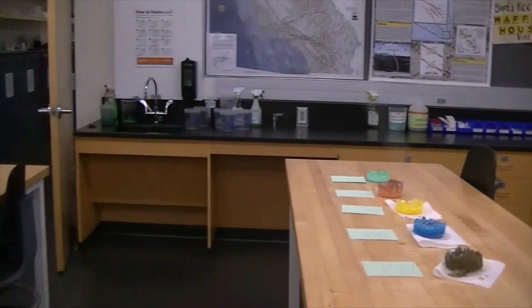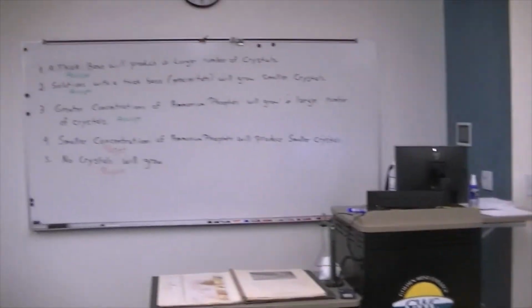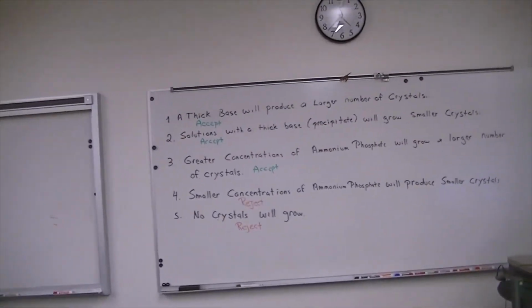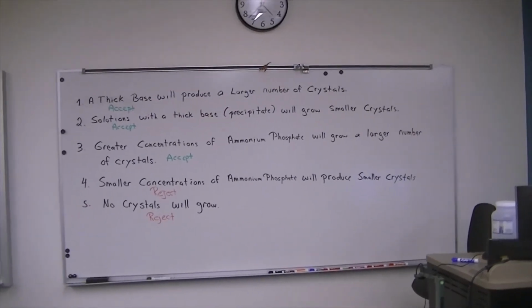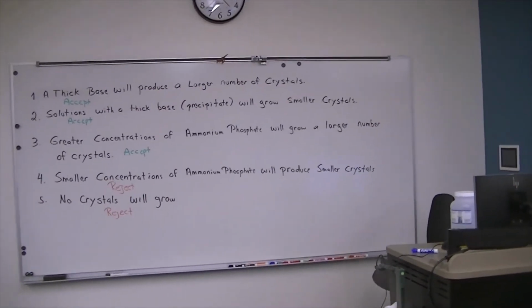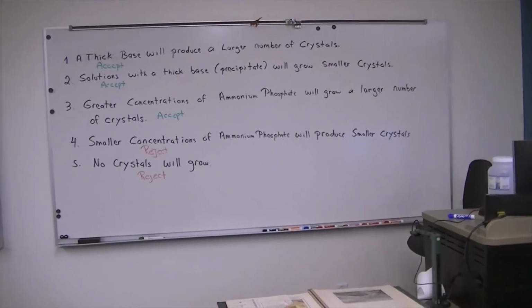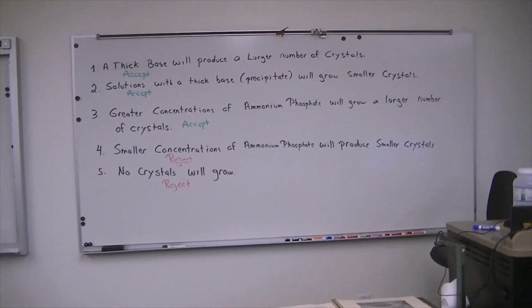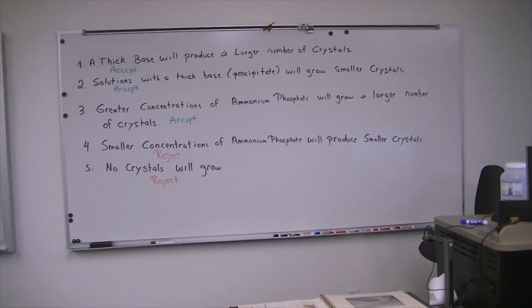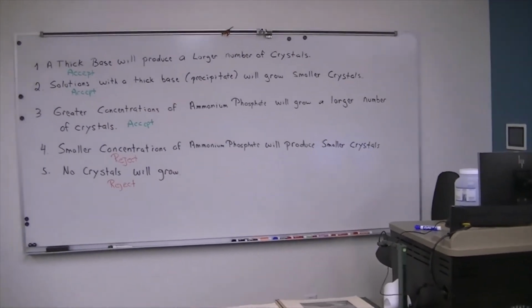So what you're going to do is go into Canvas. For number 1, a thick base will produce a large number of crystals. We're going to mark true. We accepted that hypothesis. So this is what it's going to be. It's going to be a true-false. True means we accept a hypothesis. False means we reject it.